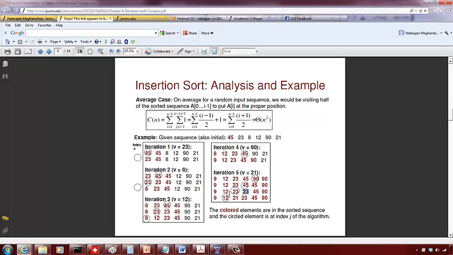Since 12 is less than 21, 21 cannot be either here or to the left, so it has to be here. So this is the final sorted array.